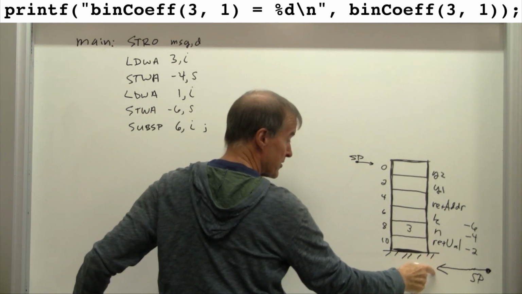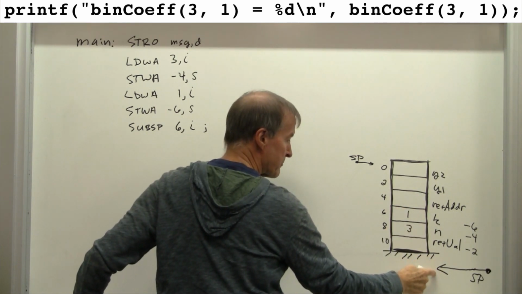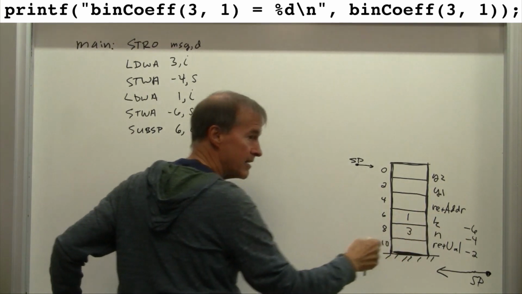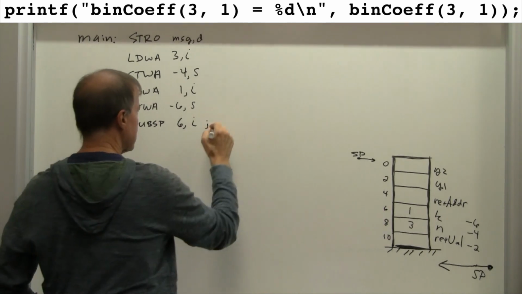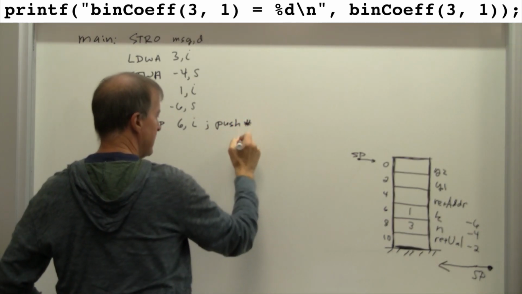Pushing. And what are we pushing? Oh, by the way, this one would be here. So we're actually pushing storage for the return value and N and K in this minus 6. So we say push what? And we do this in order. Hashtag what?